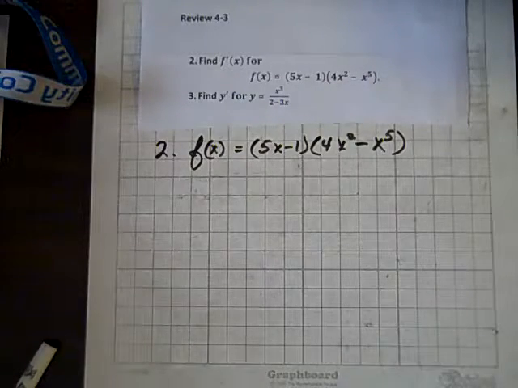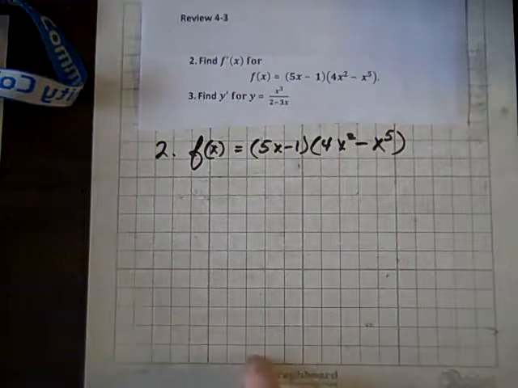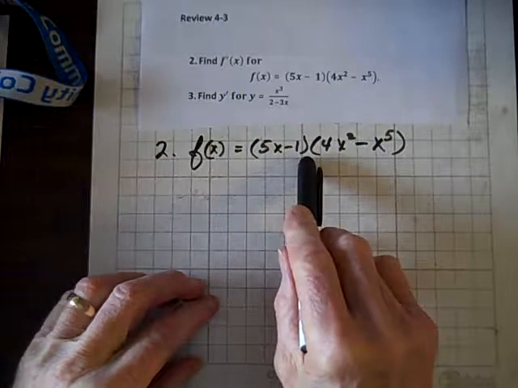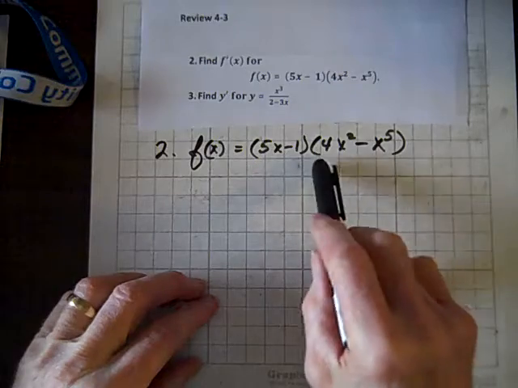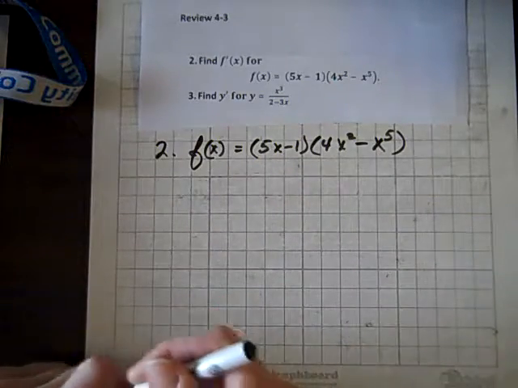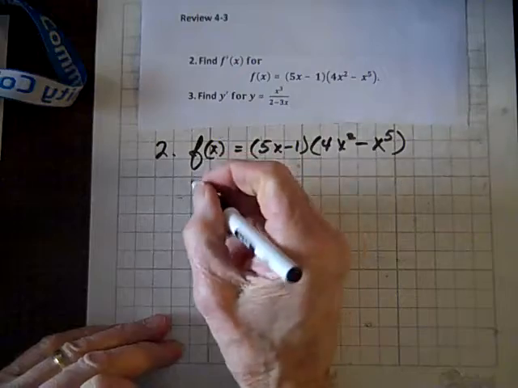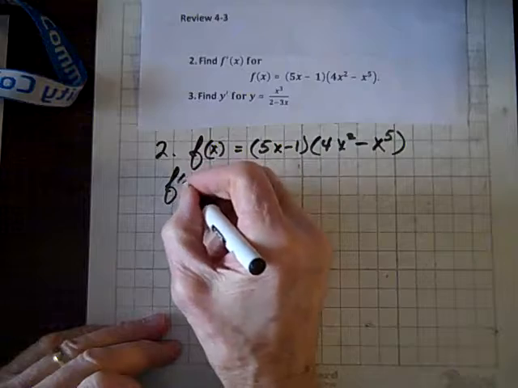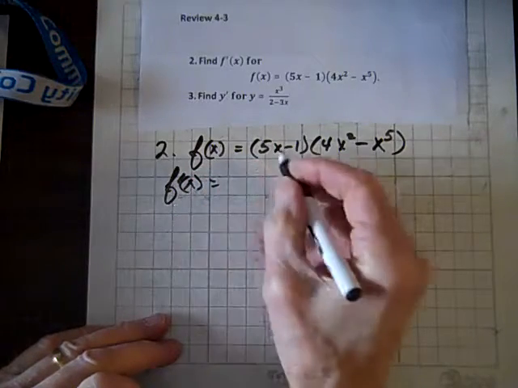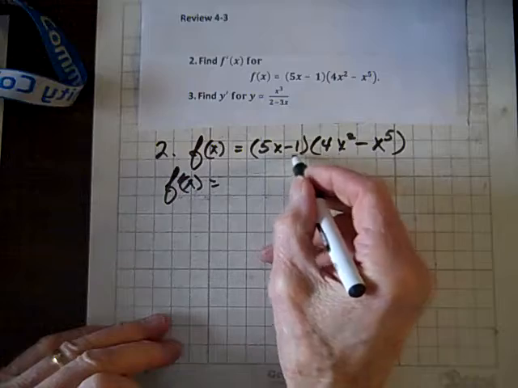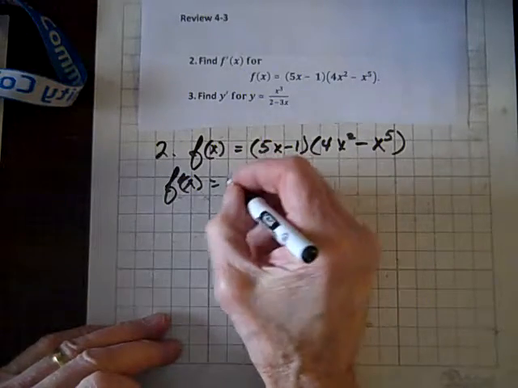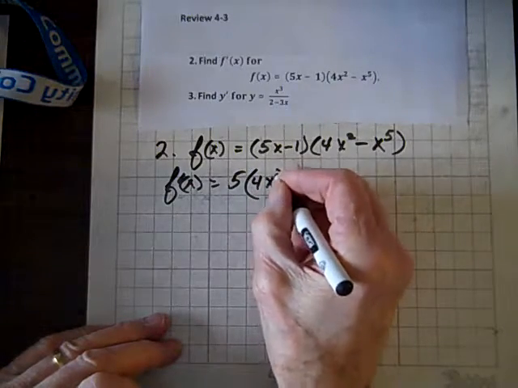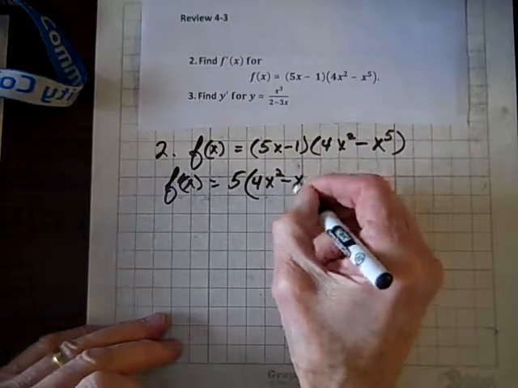Well, now we'll do question 2, and what we have to do here is find the derivative of f of x equals the quantity 5x minus 1 times the quantity 4x squared minus x to the 5th. And we'll use the product rule. We don't want to multiply all that stuff out. So f prime of x equals, and we'll take the derivative of that guy, and the derivative of 5x minus 1 is 5. And that's going to be times 4x squared minus x to the 5th.